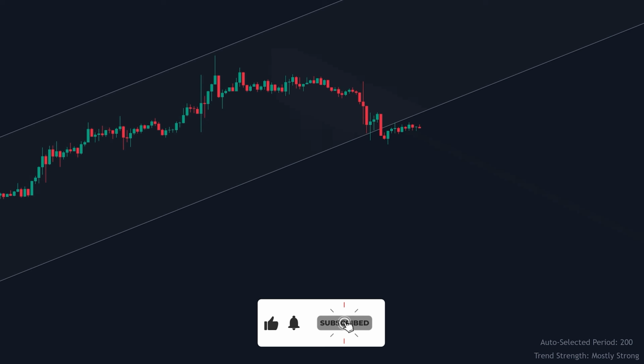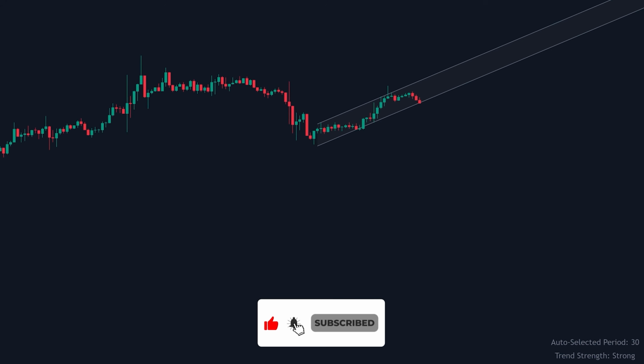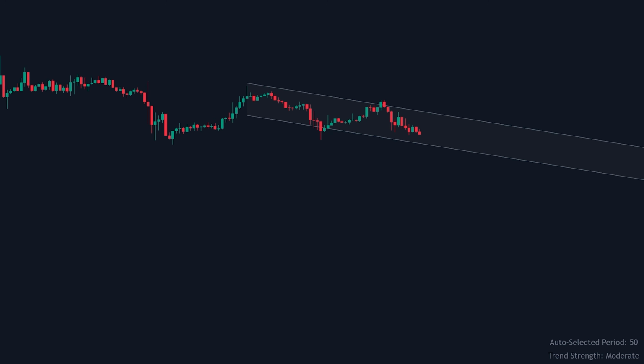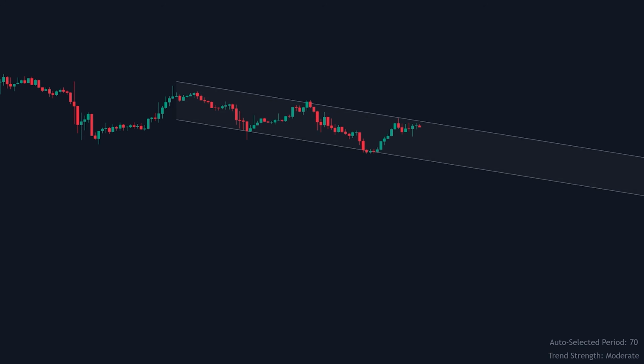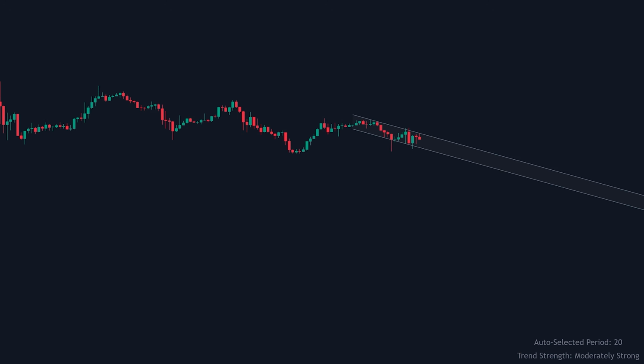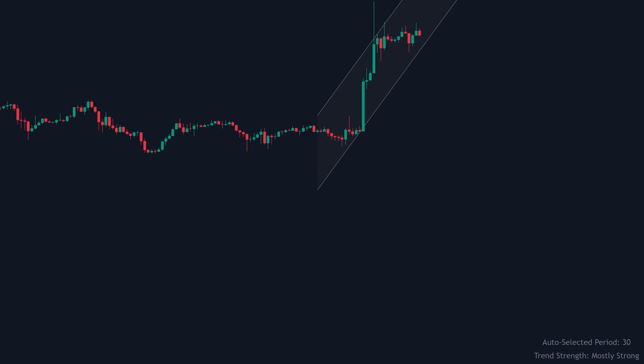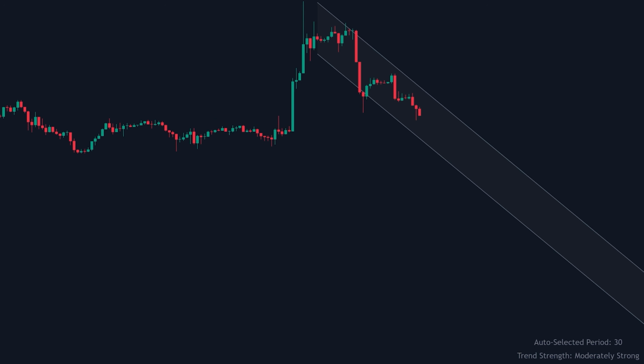In today's video, we'll walk you through each feature of the Adaptive Trend Finder, show you how to set it up, and how to use it effectively in real trading situations. Stick around until the end, because we'll be testing a couple of buy and sell trades using this indicator to see how it performs in live markets.